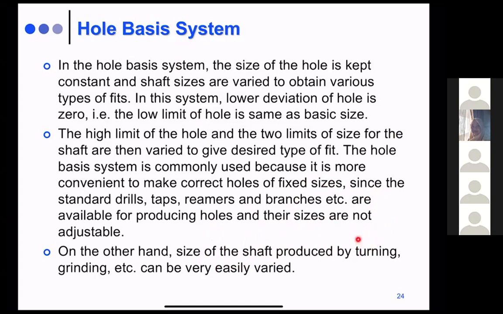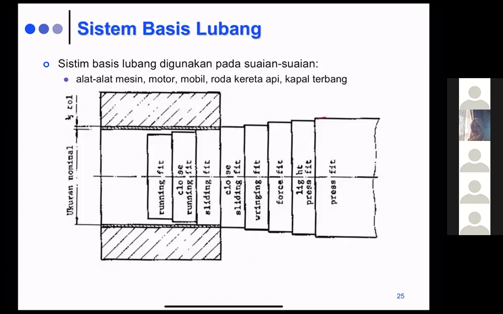Okay, in the previous video, you learned how to make the diameter smaller by turning or rotating the specimen, with a sharp blade, to lower the diameter of the specimen by turning. Okay, it can be easily varied. So we don't need to change the hole. We just need to change the size of the shaft.